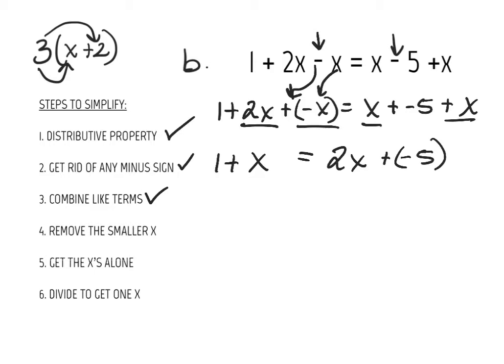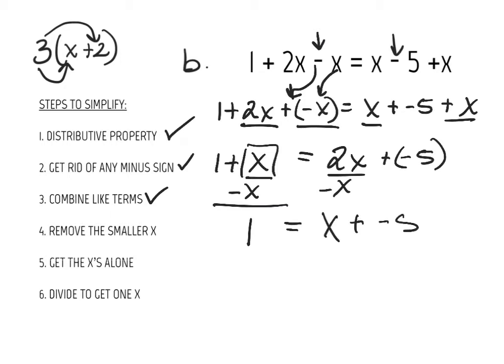Remove the smaller x. I have to see that I have x and 2x. The smaller x is x. The way we get rid of an x, because it's a plus x, I'm just going to do minus x and minus x. That would be kind of like doing a balanced set with our algebra tiles. So that equals 0. So I have 1 on the left, and on the right side, I'm left with x plus negative 5. So we've done that.